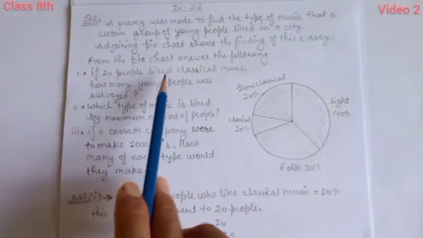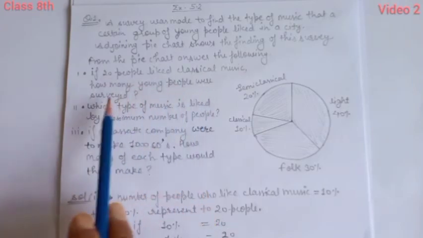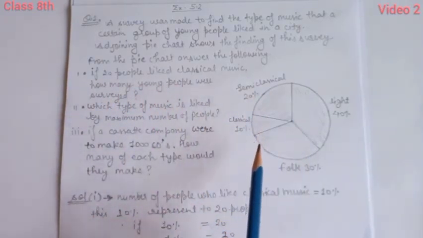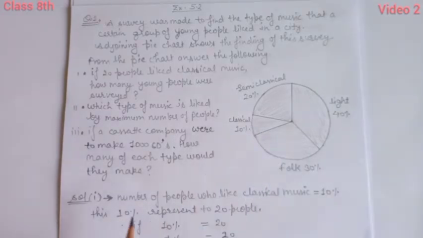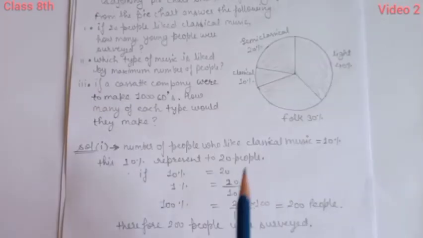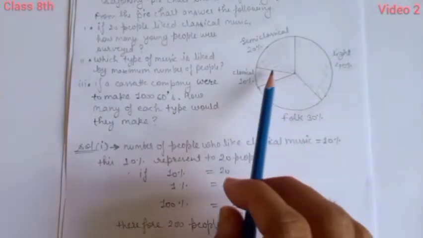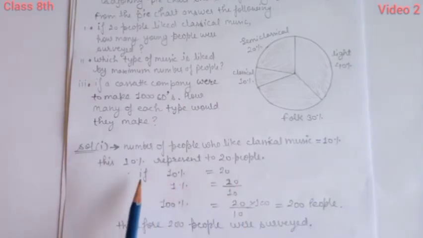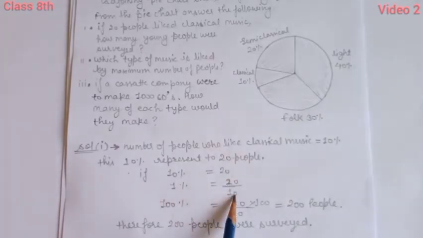If 20 people like classical music, how many young people were surveyed? So students, here the 20 people like classical music. The number of people who like classical music is 10%. So the 10% represents 20 people. If 10% represents 20, then 1% represents 20 divided by 10. So 100% represents 20 upon 10 into 100. After solving we obtain 200 pupils. Therefore, 200 pupils were surveyed.